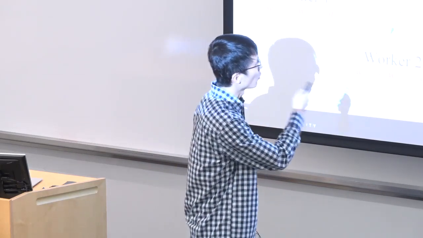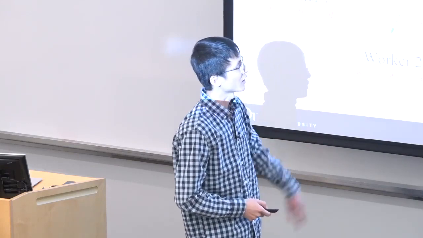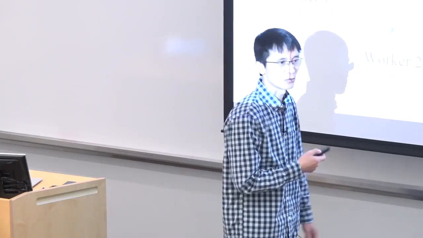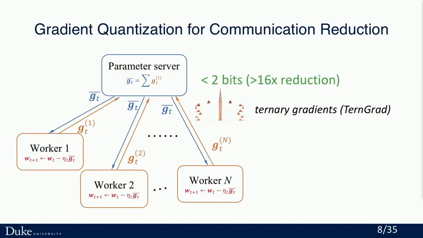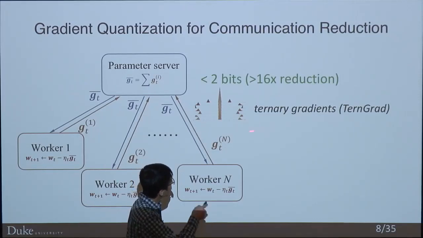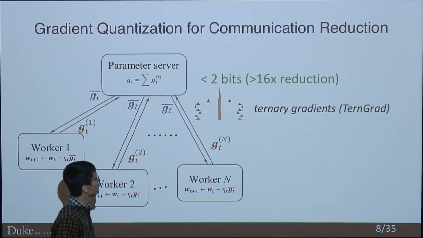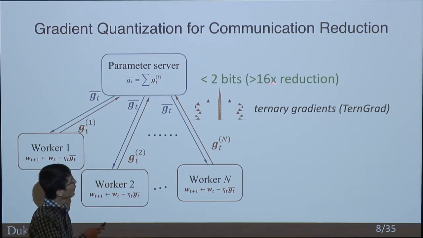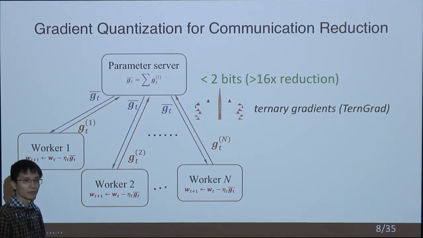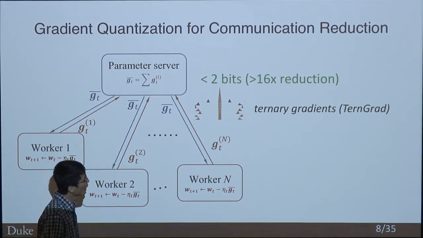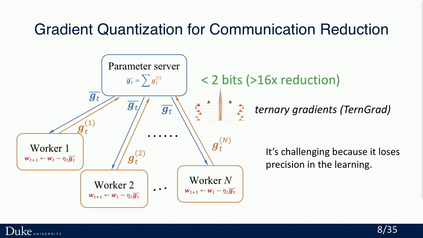This way, we only communicate the gradients, and I will explain why it's beneficial to only communicate the gradients over the network. Usually it's 32 bits. In this work, we do quantization. We reduce the precision to only three levels, so only three discrete values. We call this ternary gradients, TernGrad in short. If we can successfully do this, we can get at least 16 times reduction of the communication. This will be very challenging because it will lose a lot of precision in the training process.